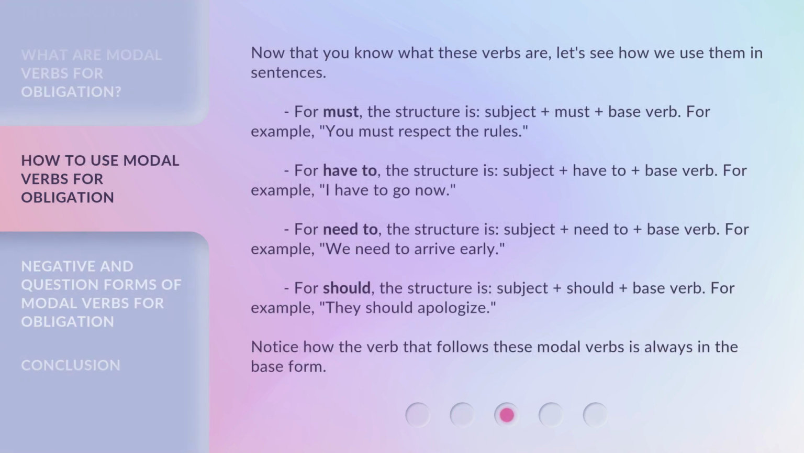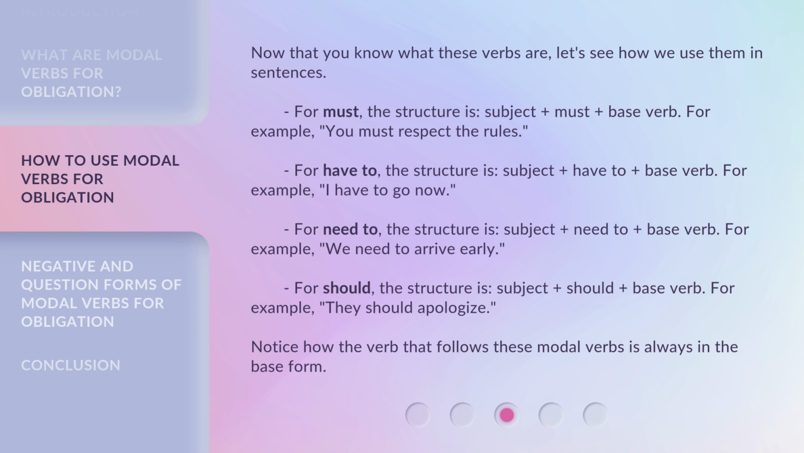Now that you know what these verbs are, let's see how we use them in sentences. For must, the structure is subject plus must plus base verb. For example, you must respect the rules. For have to, the structure is subject plus have to plus base verb. For example, I have to go now.